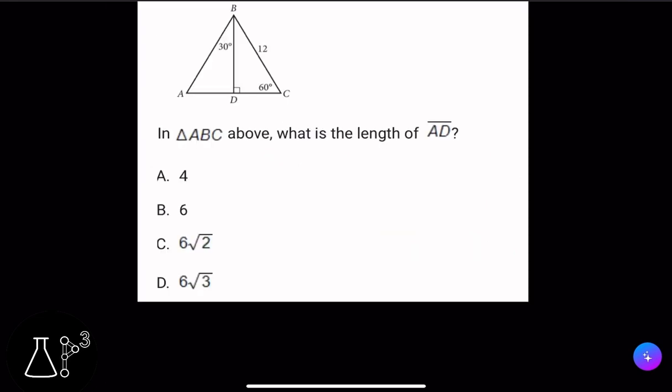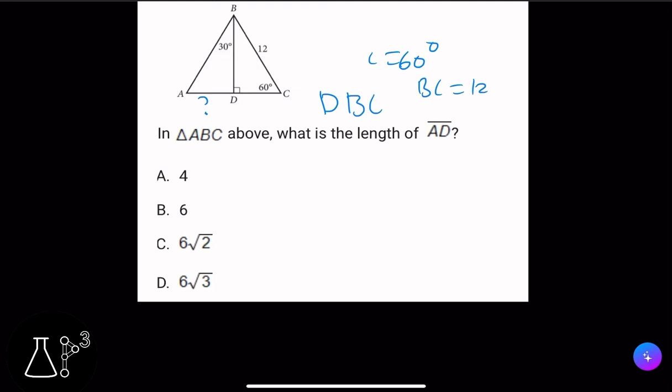Okay, let's do another question. In triangle ABC above, what is the length of AD? So we're looking for a length right over here. We don't know it. Let's digest the information given to figure out what we can assume. We're given a right triangle DBC, and I'm given that C equals 60, BC equals 12, and that DB is like in the center. So what can I assume?